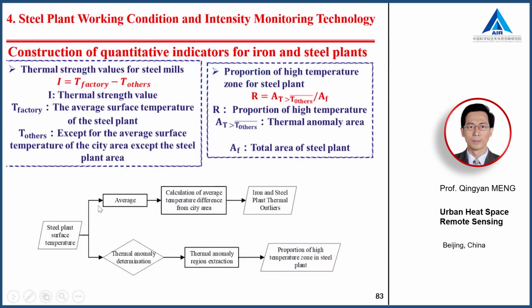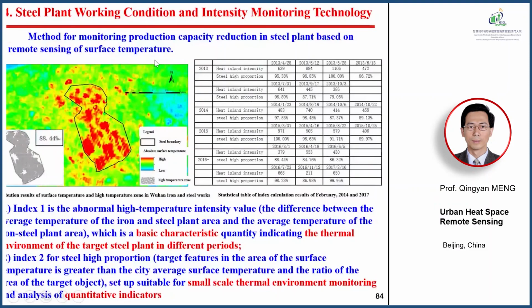And we average, and the thermal anomaly determination and the proportion of the high temperature, the outer layer. And then we use the method for monitoring the production capacity reduction in steel plants based on the remote sensing of the surface temperature.